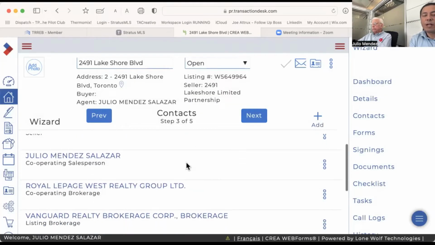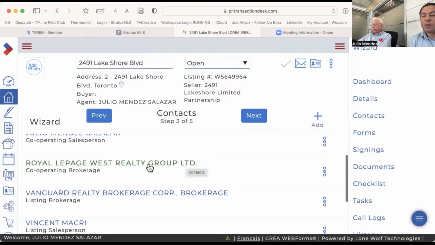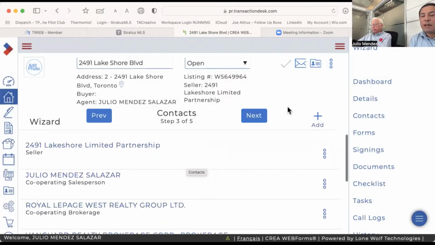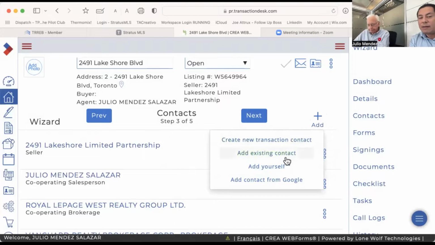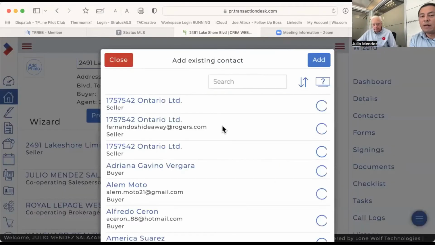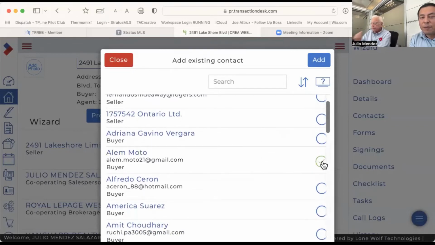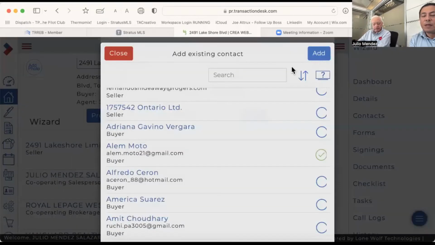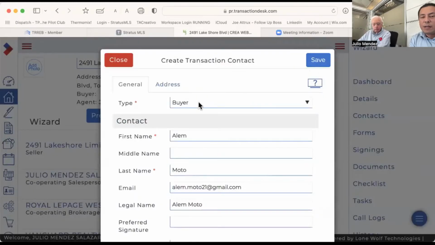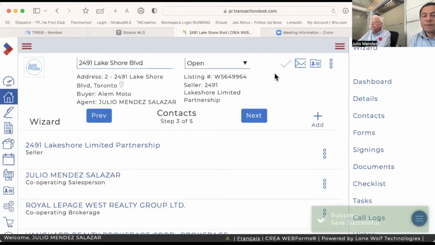I'm going to be the cooperating salesperson here. We're on LePage West Realty Group. And then let's say I'm going to add a fake, or whoever the listing agent was. So I'm going to add somebody. I'm just going to say a good friend of mine. I'm going to put him here. And he's going to be the buyer. Sure, why not? All right.